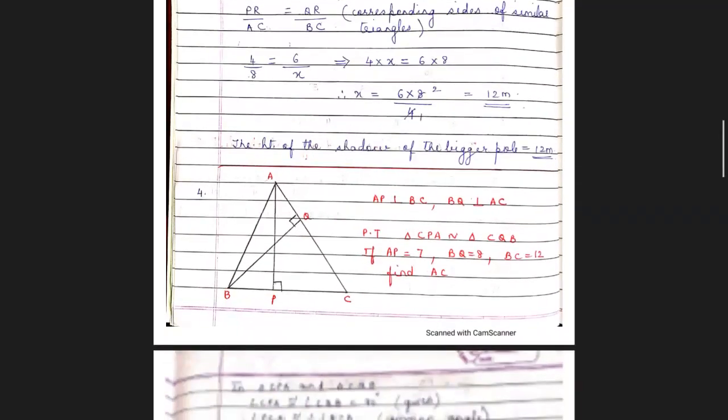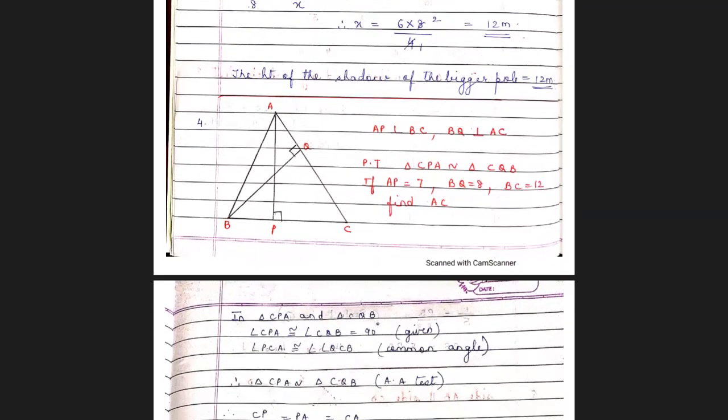Okay. Question number 4. You have a figure drawn like this. You are given AP is parallel to BC, PQ is parallel to AC. You have to prove triangle CPA is similar to triangle CQB. You are given certain values: AP is 7, BQ is 8, BC is 12. You have to find AC.